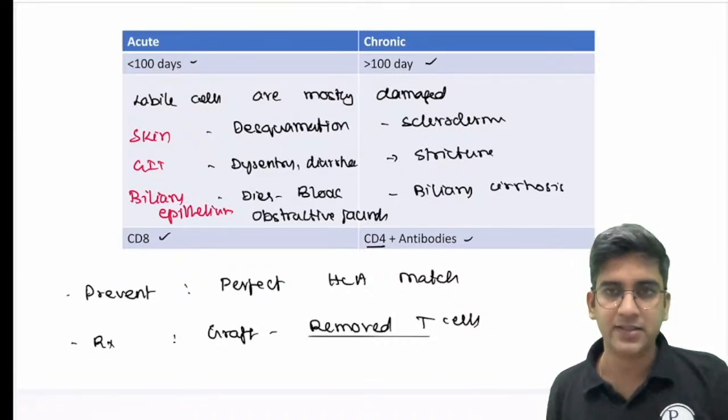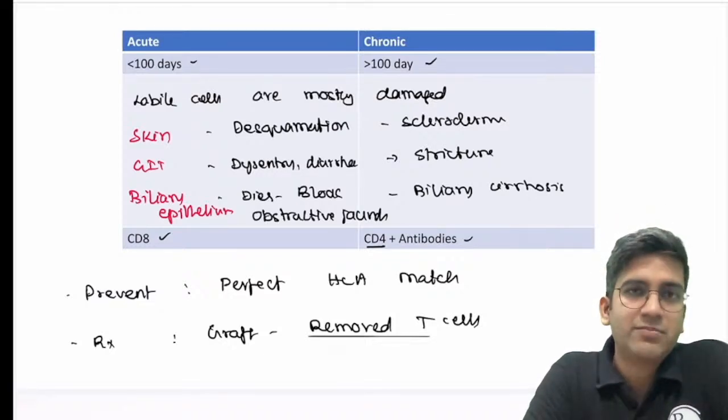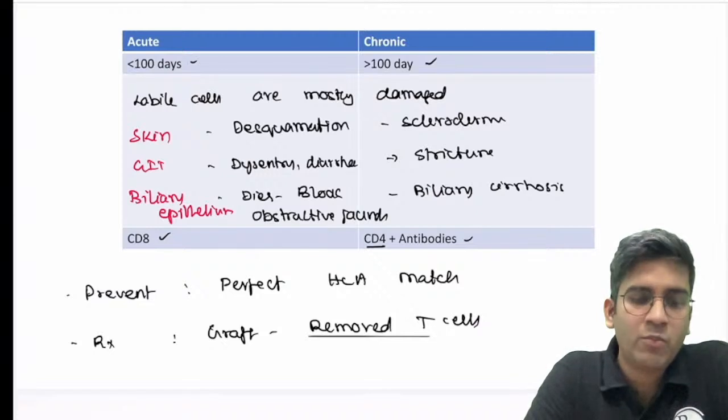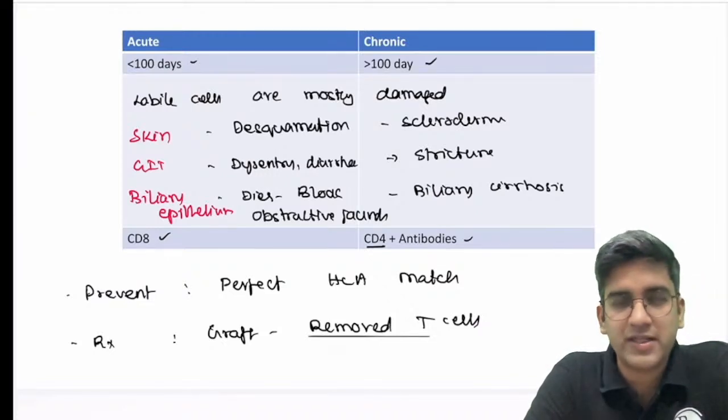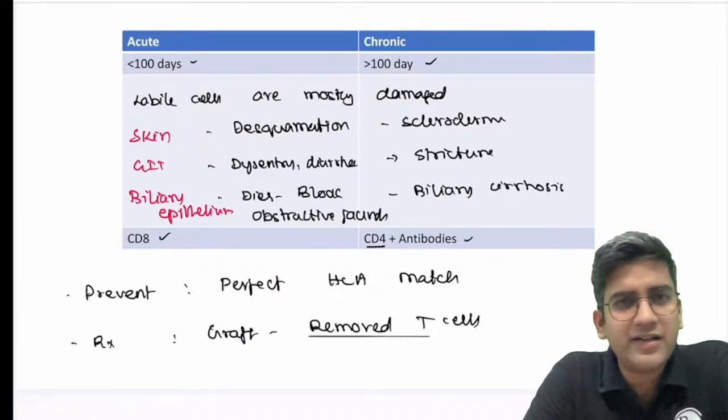Triplets, most of them are induced. Most of the triplets are due to artificial insemination and your IVF procedures, right? Triplets naturally happening is a bit rare, but if triplets are identical, again, they are like identical twins, right?